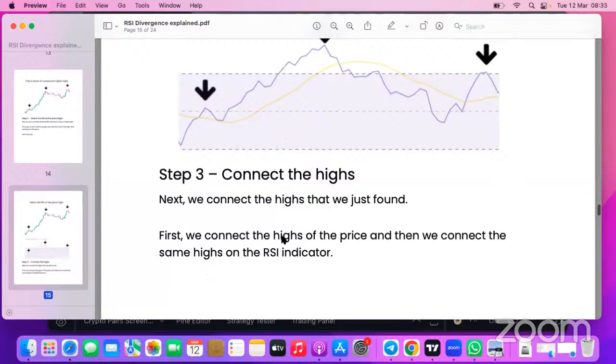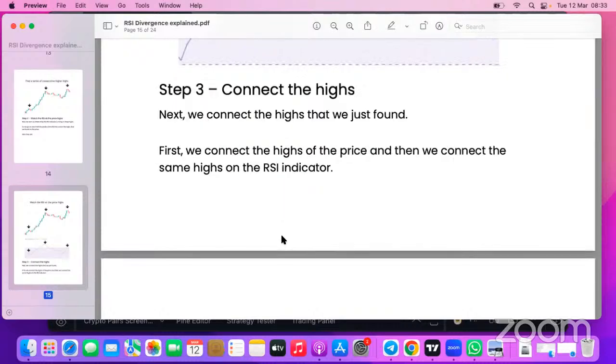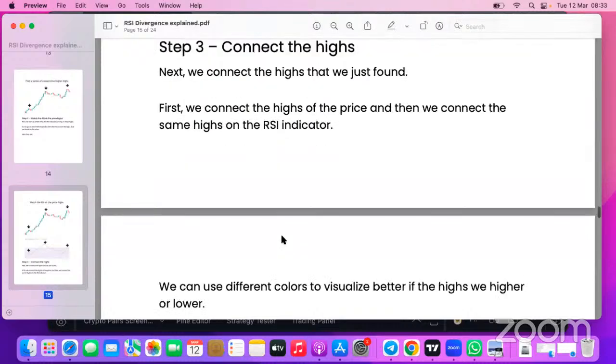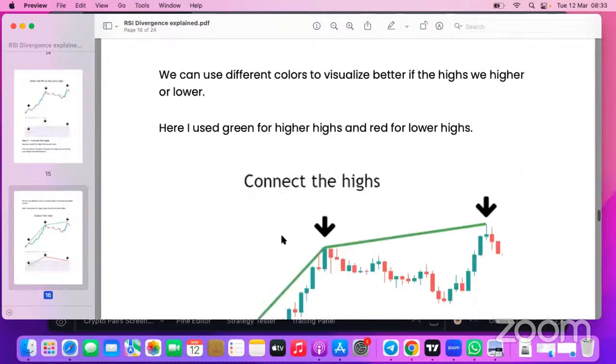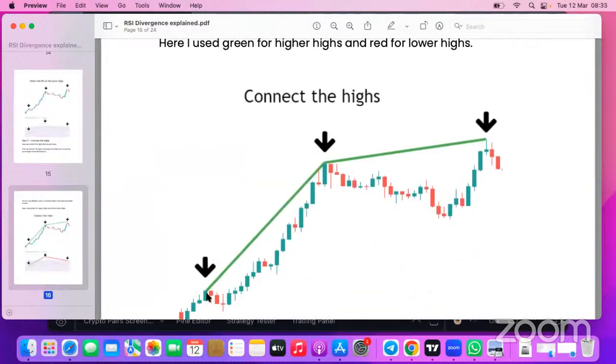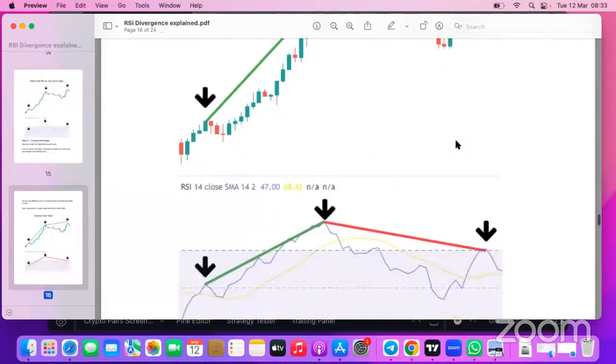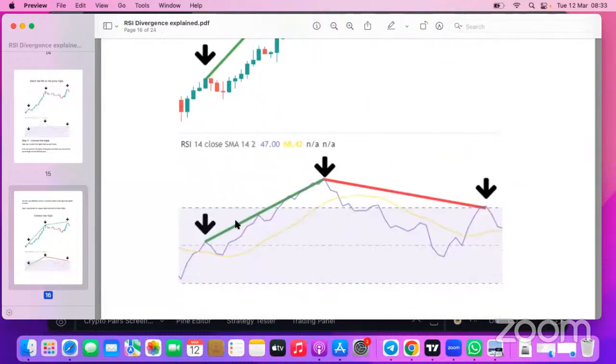All right. Now we connect the highs that we have found. We just need to connect the highs of the price. Then we connect some highs of the RSI indicator. We use different colors to visualize the highs and lows better, and we connect. Can we see, guys? This high to this one, this high to this one. Okay? All right. So we also do the same, this high to this high, then this high to this high. So this is the divergence.